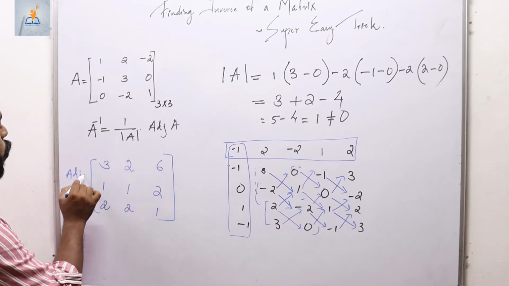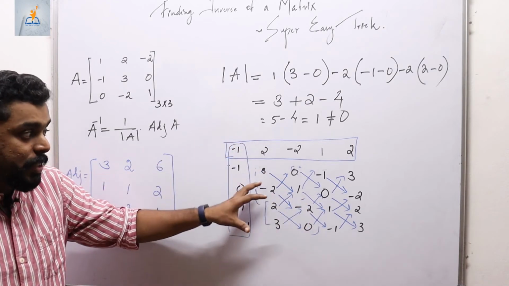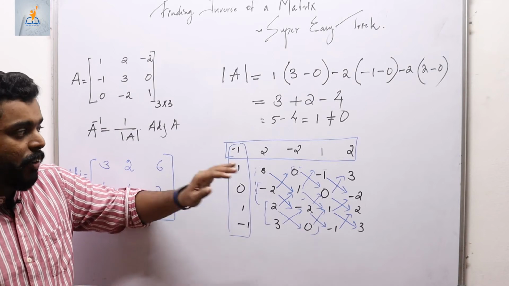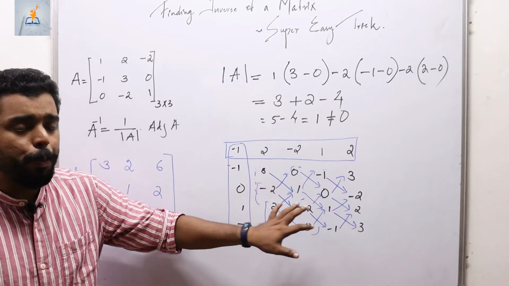So the adjoint of the original matrix can be obtained in a simpler way, and this took 5 minutes long because I was explaining. If I am doing this, it will take a second. So this is very super easy.